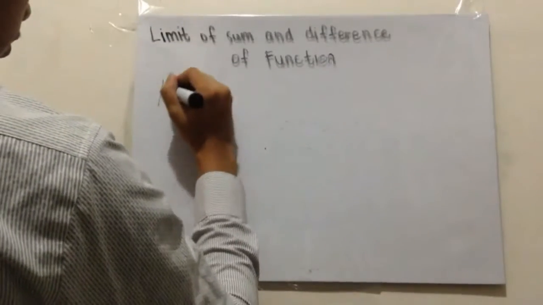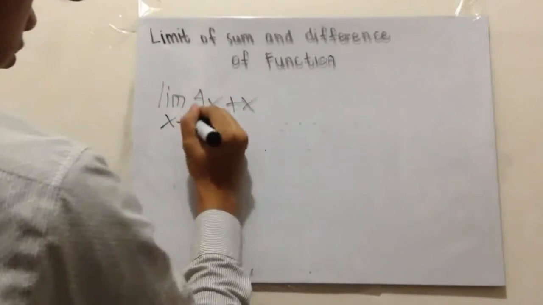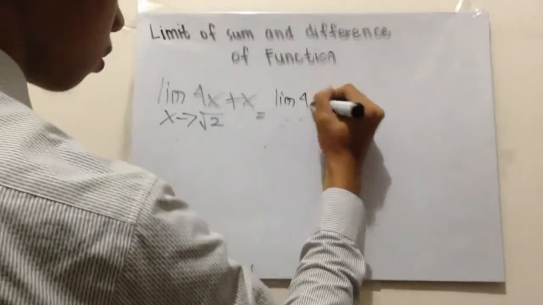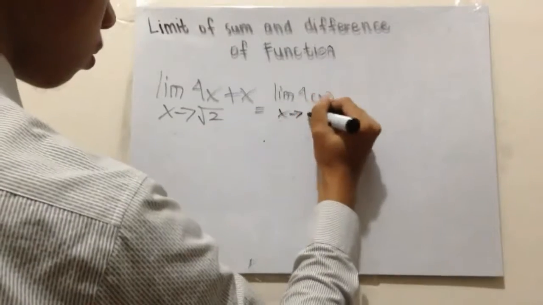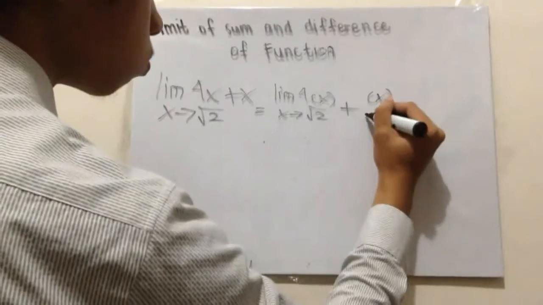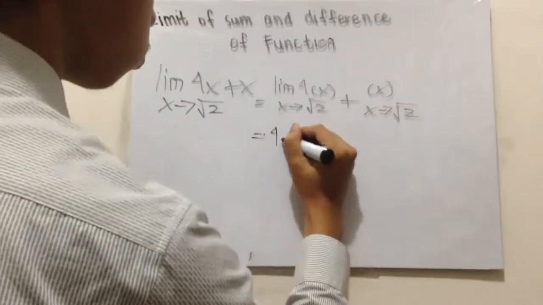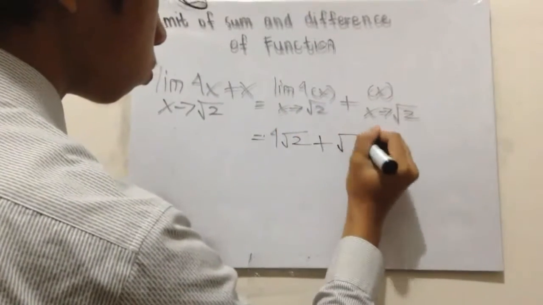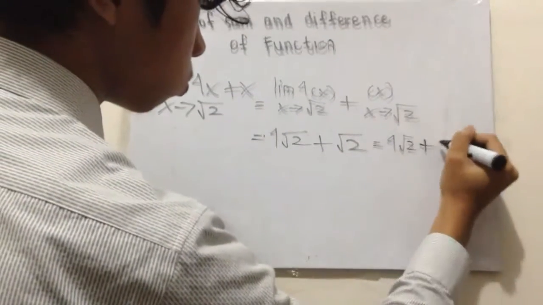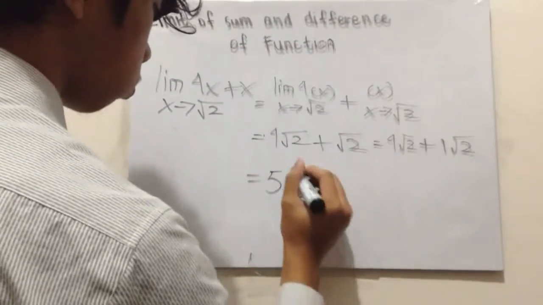Now for the last example, find the limit of 4x plus x as x approaches square root of 2. Again, we have to separate these two terms: limit of 4x as x approaches square root of 2 plus limit of x as x approaches square root of 2. Then next, we substitute x with square root of 2. 4 square root of 2 plus square root of 2. And we know that we have an invisible number 1, so 4 square root of 2 plus 1 square root of 2 is equal to 5 square root of 2.